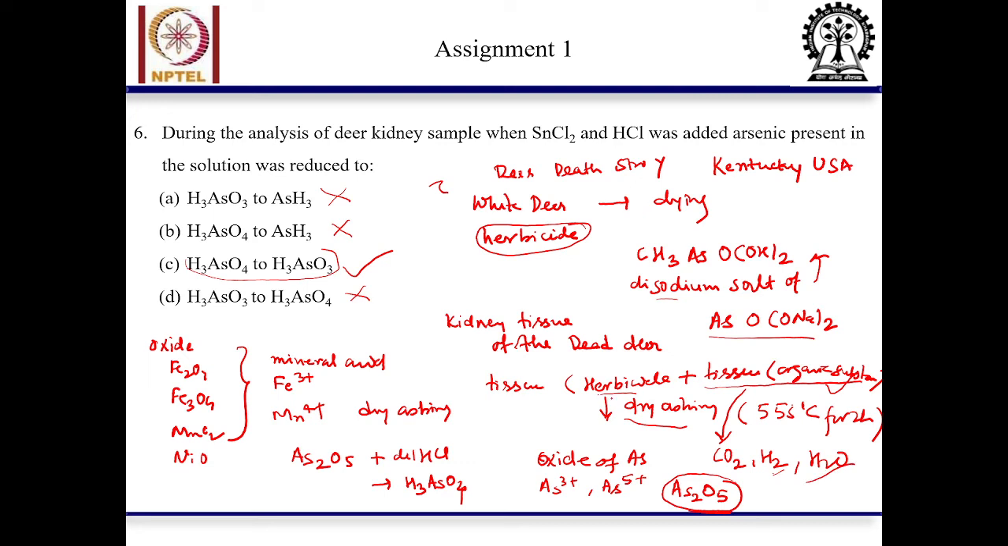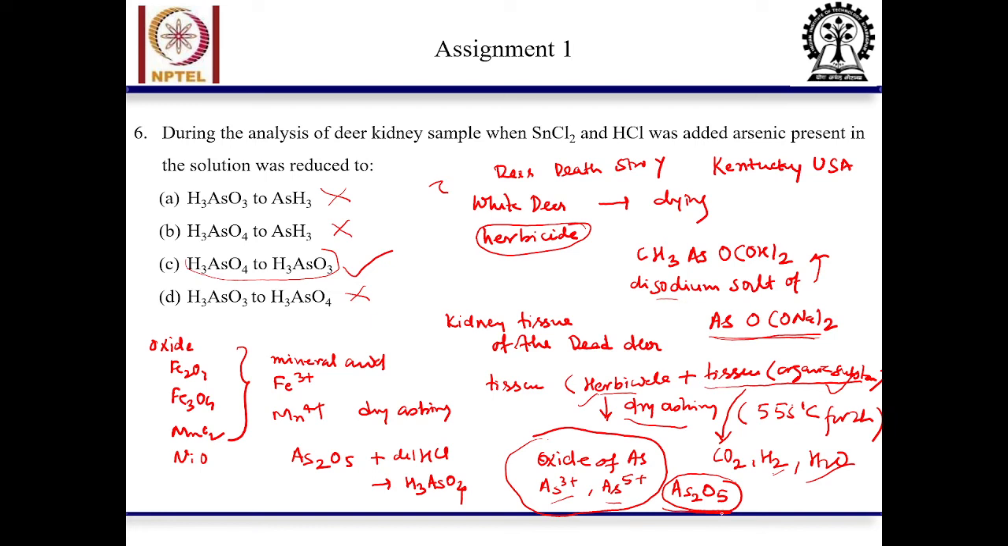Now what will happen to the herbicide? Because it's a mineral, it will basically go to oxides, sulfates, chlorides like that, which are stable at very high temperature. So it will form the oxides of arsenic. Arsenic 3+ and 5+ are the stable oxidation states of arsenic. Now we have an excess of oxygen, so the most stable As2O5 will form.